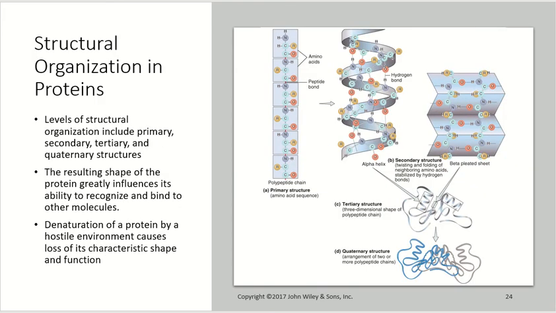Next, we need to talk about the structural organization of a protein. Just like everything else, there are various levels of structural organization for these proteins. We have our primary, secondary, tertiary, and quaternary.